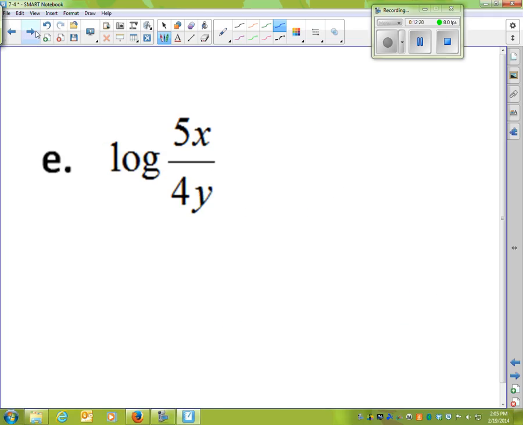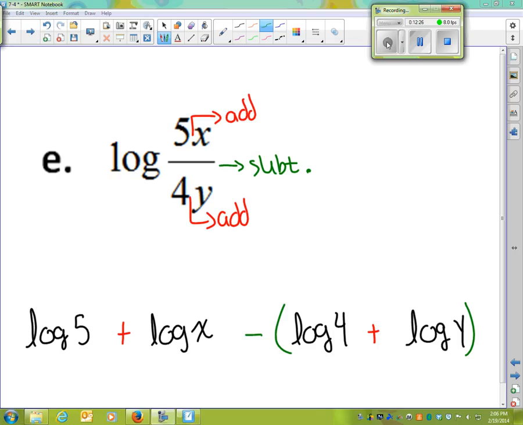Great, go ahead and try letter E. Push pause and resume play when you're ready to check your answers. And this was my answer. Log 5 plus log x is my numerator, minus log 4 plus log y is my denominator.